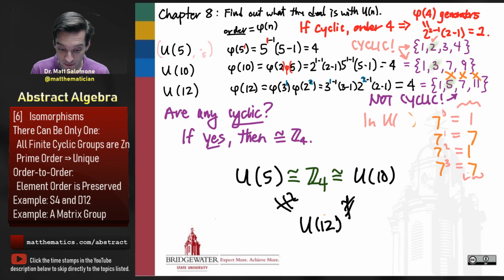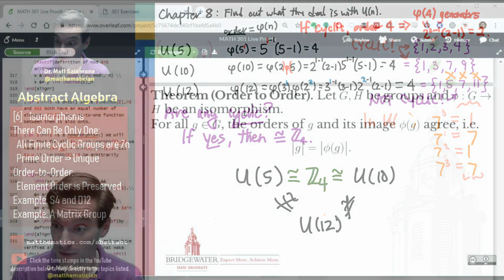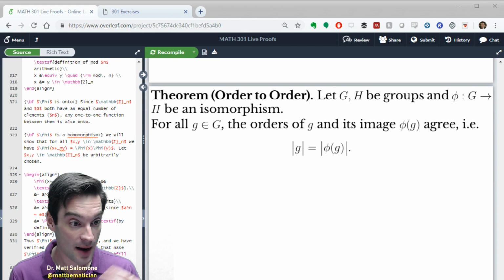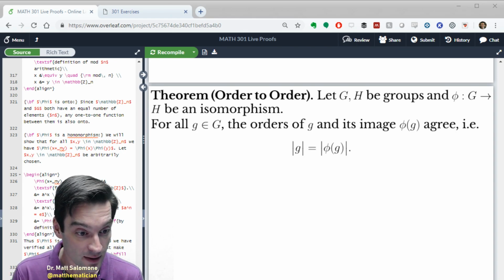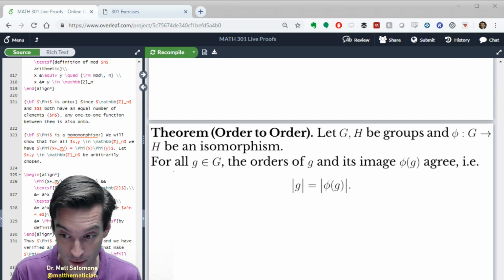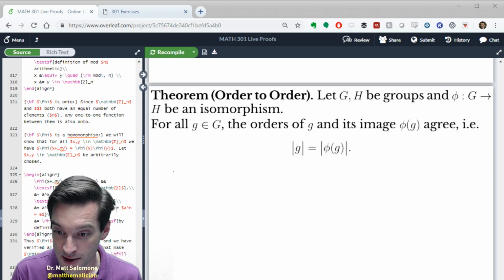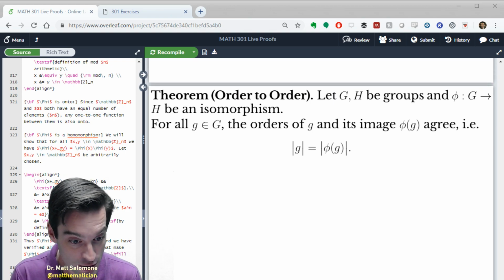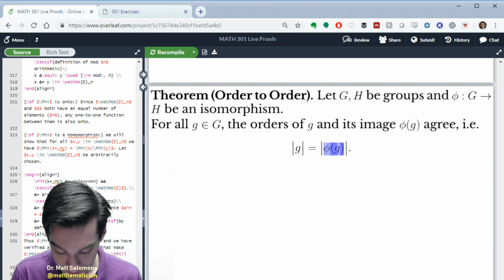This is going to be a relatively straightforward, relatively quick proof. And because I want to make sure we have time to get to some more examples, let's try and work our way through this proof before we go forward. So how do we know that isomorphisms are going to preserve order? That if phi is an isomorphism from G to H, then the order of any element g is equal to the order of phi of g.